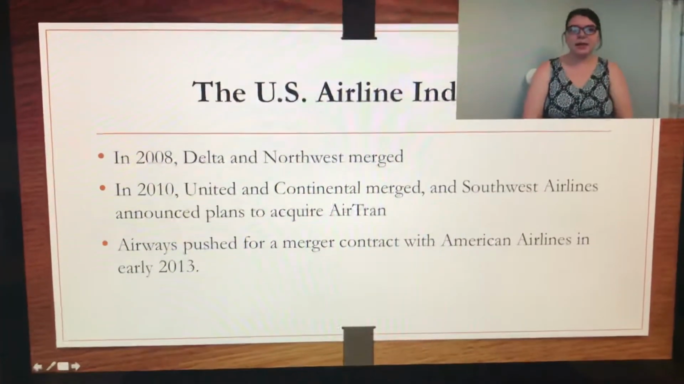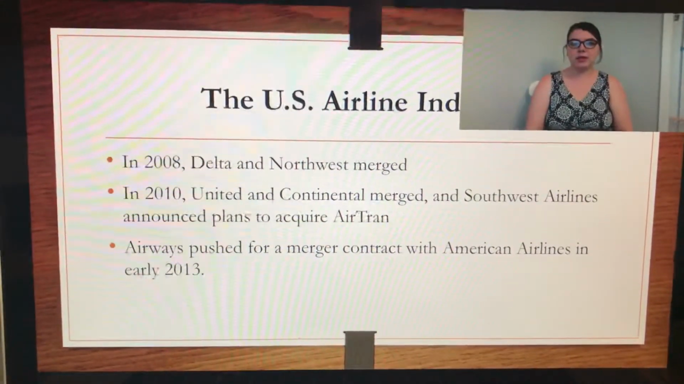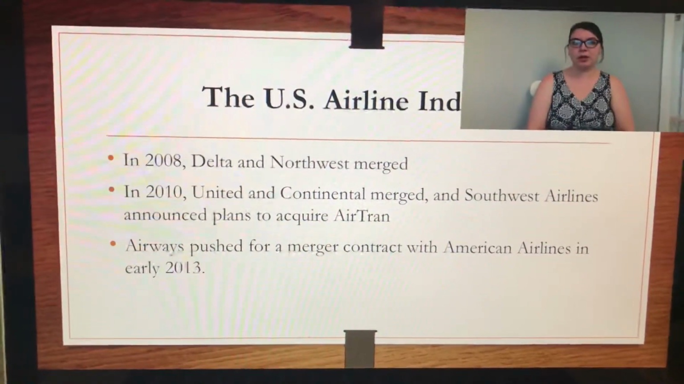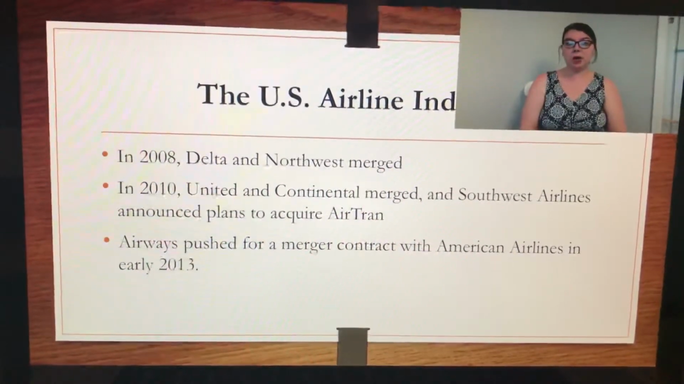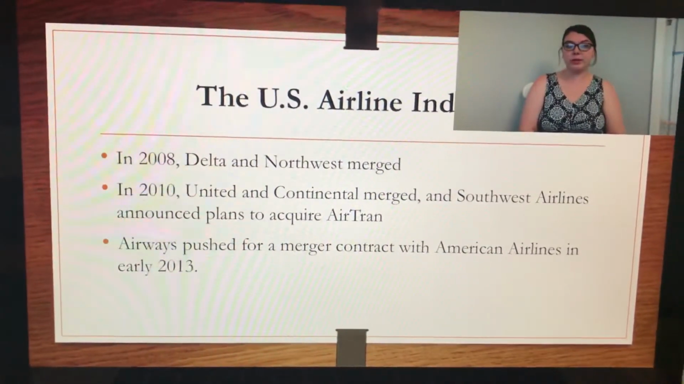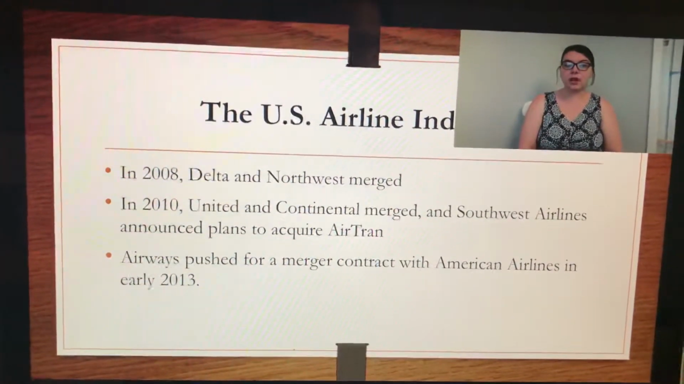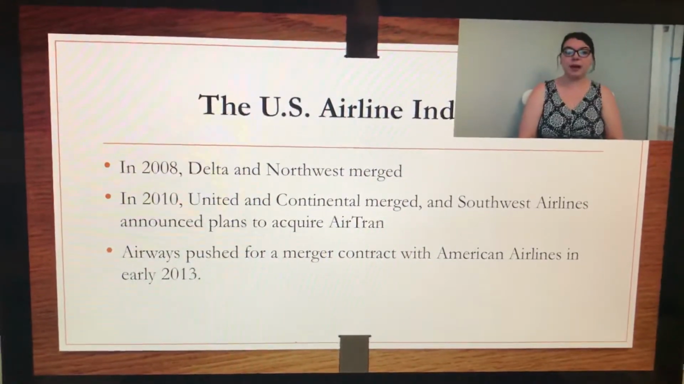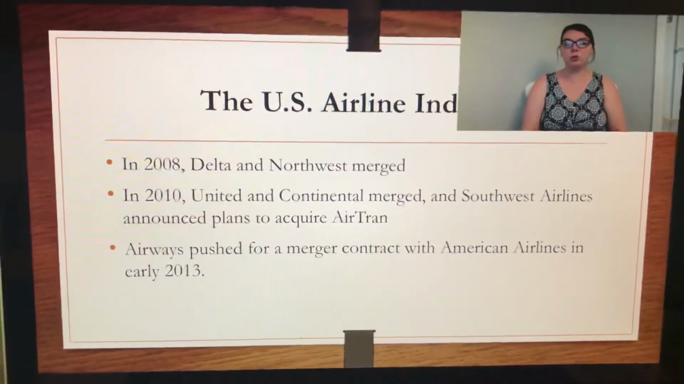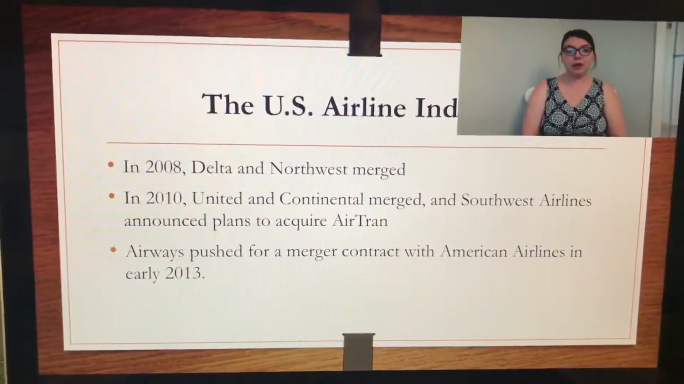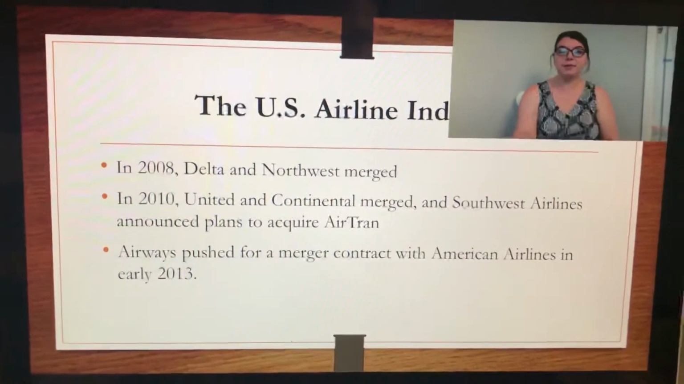In 2008, Delta and Northwest merged, and then in 2010, United and Continental merged, and Southwest Airlines announced plans to acquire AirTran. US Airways pushed for a merger contract with American Airlines in early 2013. The driving forces behind these mergers include the desire to decrease excess capacity by eliminating duplication and lowering expenses. They could result in a more stable pricing setting in the sector and greater profit rates, to the extent that they are effective. That remains to be seen, though.